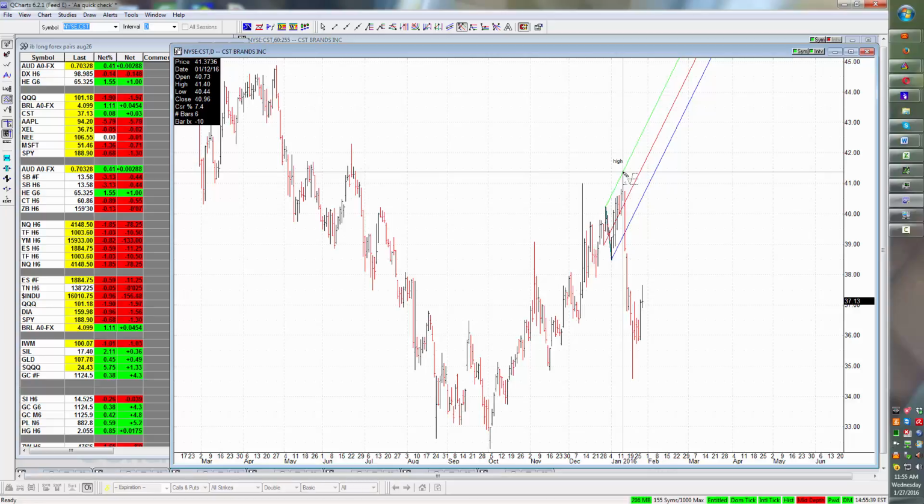See how this happened? Now, when this occurs, very often there will be a counter move of 10% or more. And so if you take the high here, 41.40, and then went down to 34.58, that was quite a counter move.